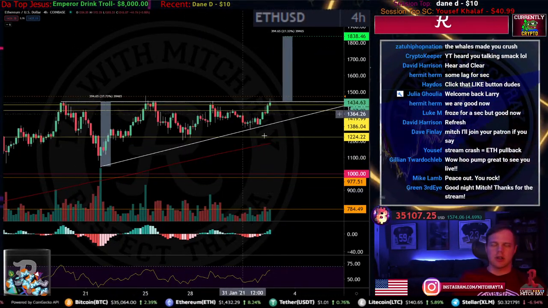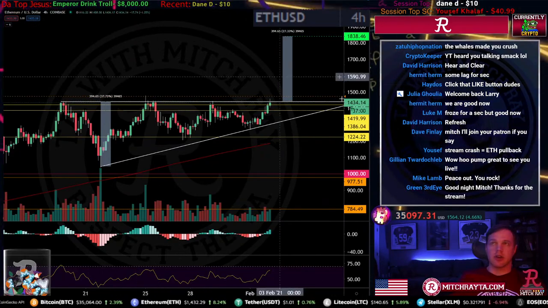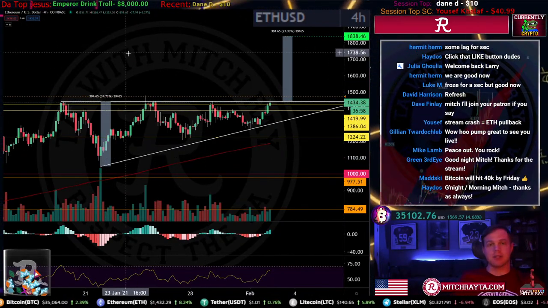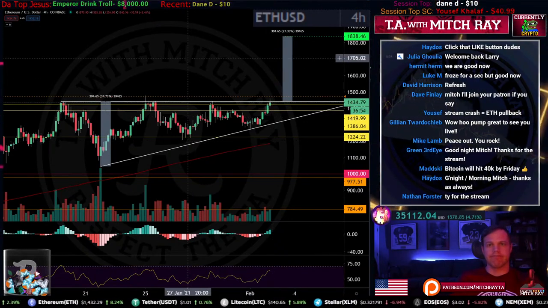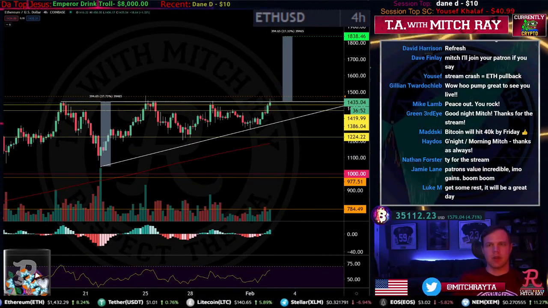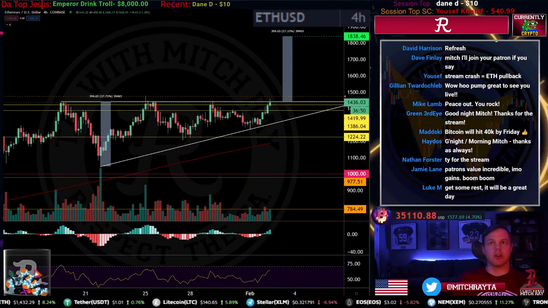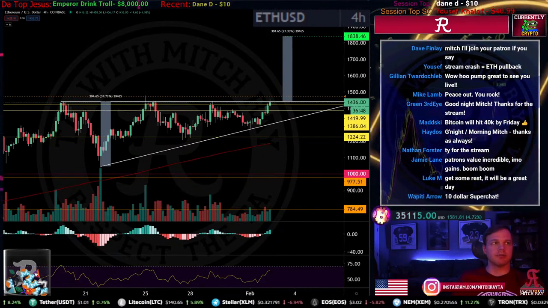But price discovery could be upon us. Bitcoin has to play ball, man. If Bitcoin fakes out, Ethereum's not going anywhere. Good news for Bitcoin, that is showing bullish variables on multiple time scales.